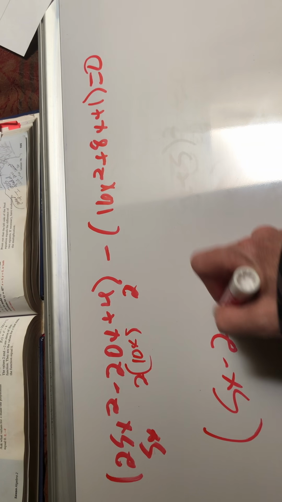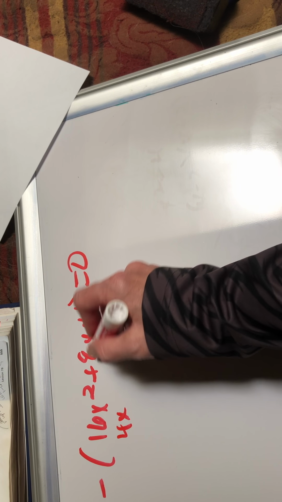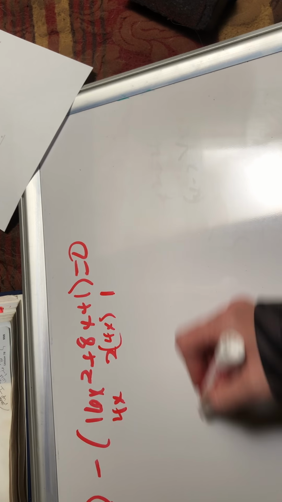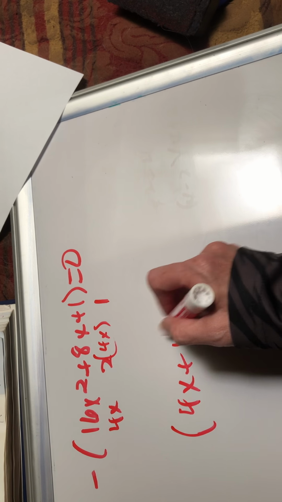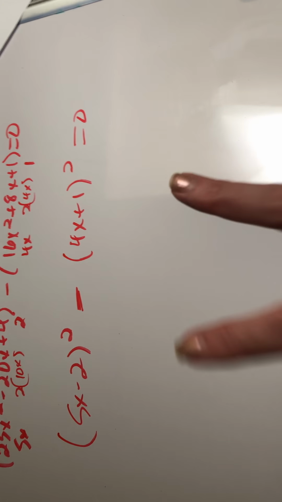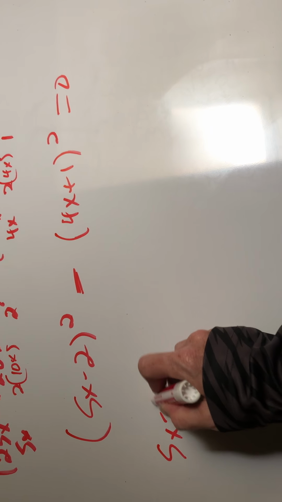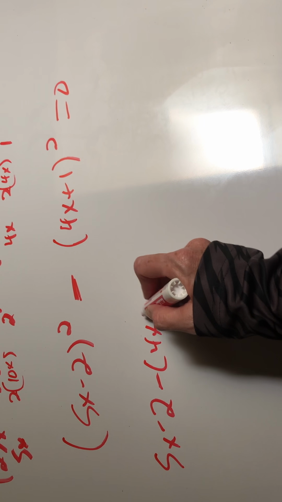So 5x minus 2 all squared is the way it factors because of that minus. Same thing here. This is 4x. This is 1. Product is 4x. Double it, 8x. So it is a perfect square trinomial. So 4x plus 1 all squared. So I factored it as the difference. Now it is the difference of two squares, and now I factor it as a difference of two squares. So 5x minus 2 minus 4x plus 1.